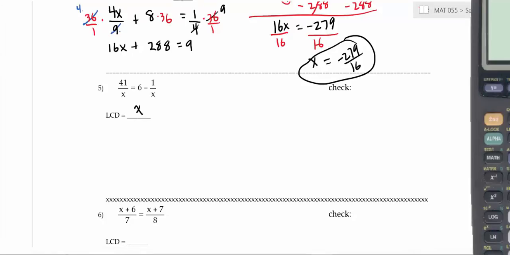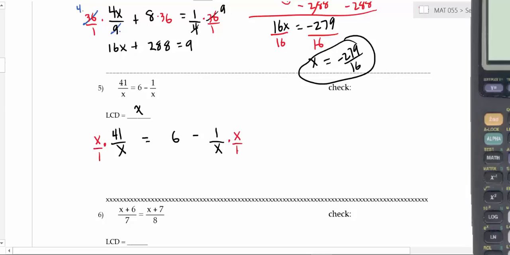So what I'm going to do is write down the problem, and I'll tell you what the most common mistake is on this problem. Students don't do anything with the 6. Now see, you're multiplying everything by x, so you're doing a distributive property. So you've got to have that 6 multiplied by x also. Okay, a lot of you did that.